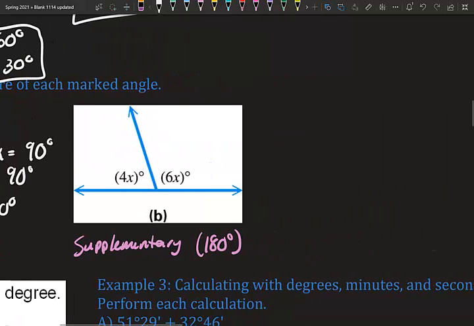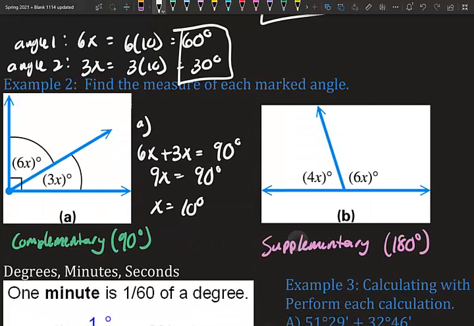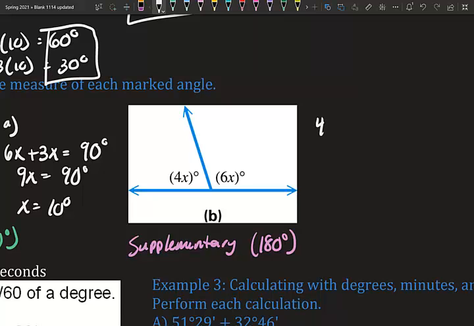All right, so for supplementary, it's practically the same thing, except our number is 180. So we have angle 1, which is 4x, angle 2, which is 6x, and it's supposed to equal 180 degrees. So we combine like terms to get 10x equals 180 degrees. Divide by 10, and we get x equals 18 degrees.